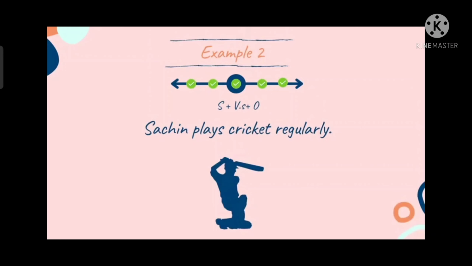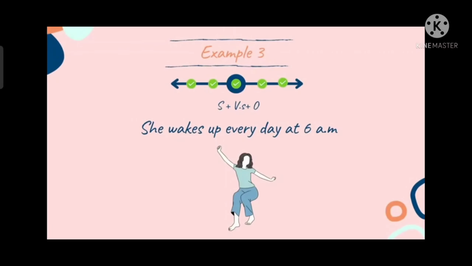Sachin plays cricket regularly. As it is a habit, it is denoted by simple present tense. Apart from that, notice that verb's S/ES form is used here, where we have used plays. The reason is that the subject is in third person singular form. So also remember, whenever the subject is in third person singular form, use verb's S/ES form. Let's look into one more example of this kind.